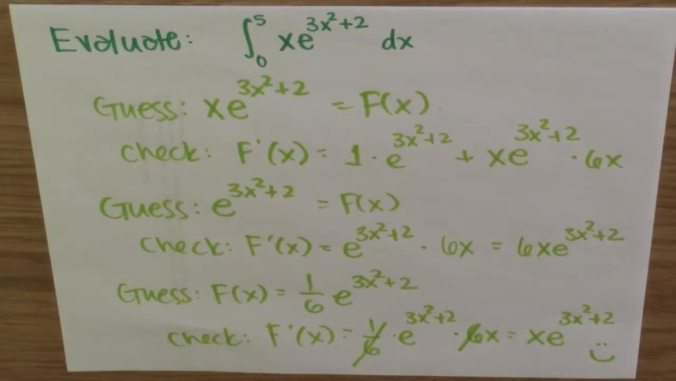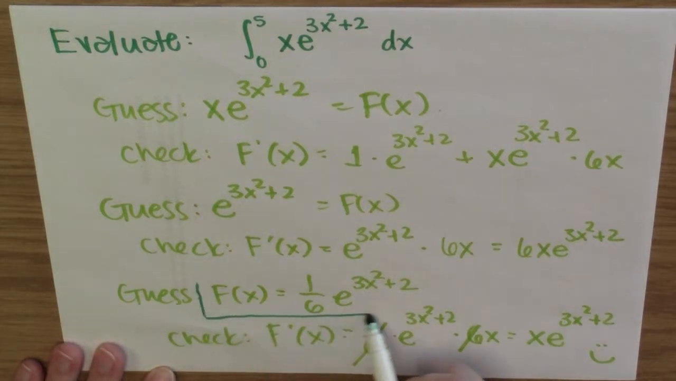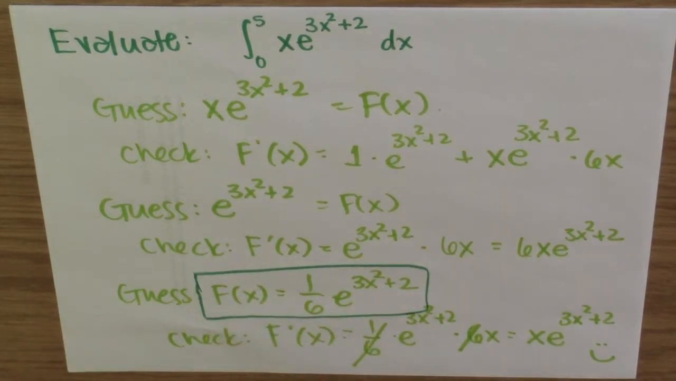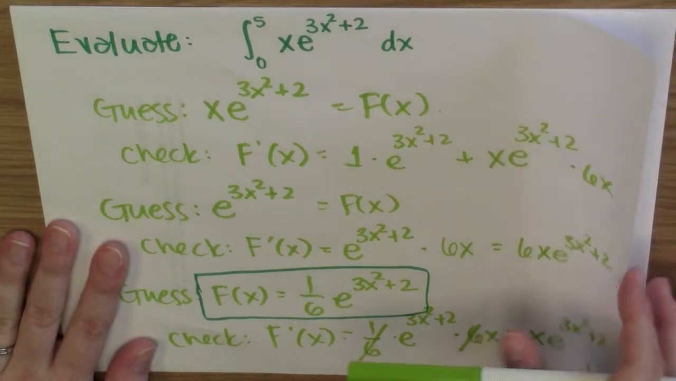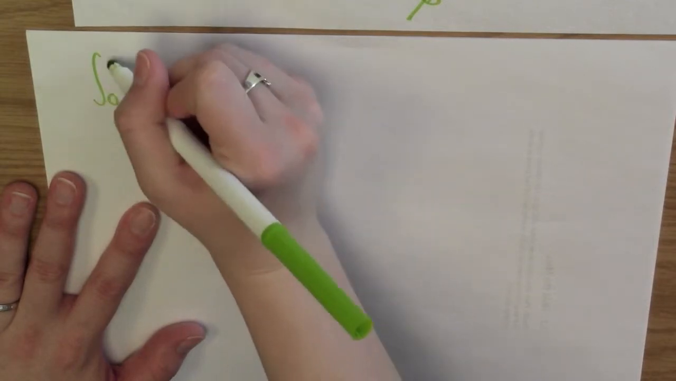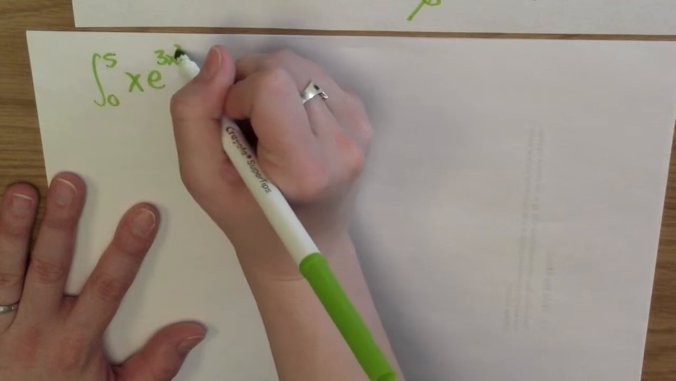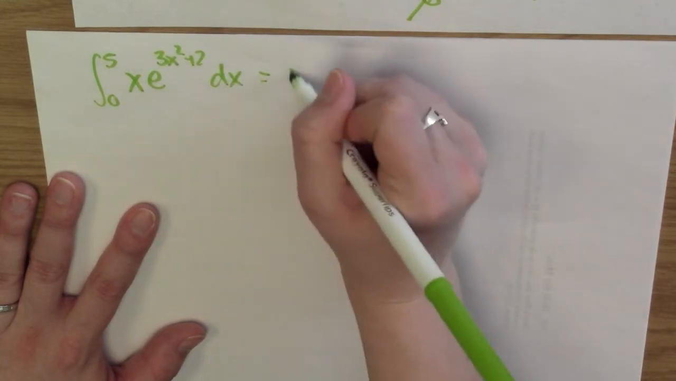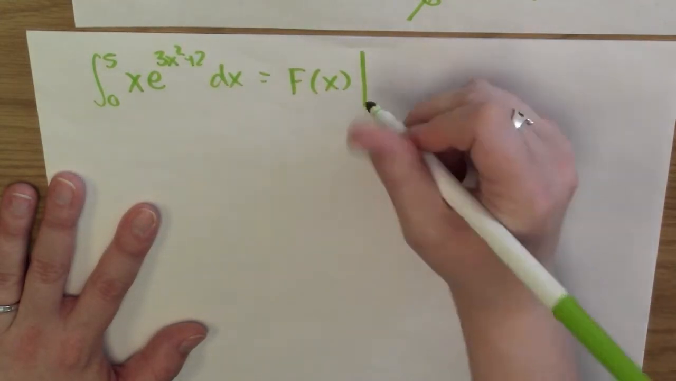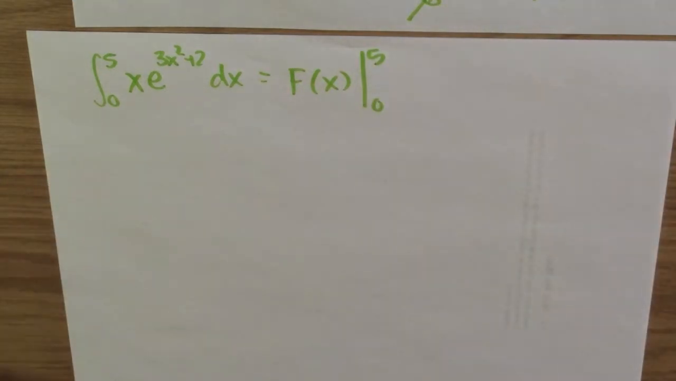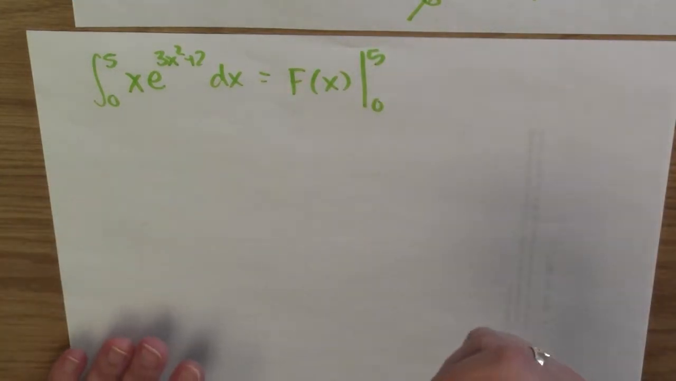All right, so I got my antiderivative. This was the one that we used here, 1/6 e to the power 3x squared plus 2. And so the fundamental theorem of calculus says that the integral from 0 to 5 of x times e to the 3x squared plus 2 dx is my antiderivative evaluated at 0 and at 5, and I subtract those two things. So what did I get?